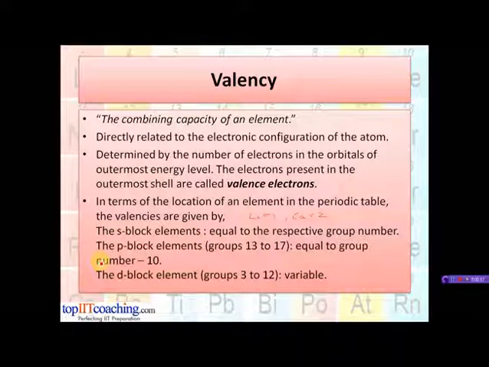In case of p block elements, that is group 13 to 17, the valency of the element is equal to the group number minus 10. For example, let's say boron. It is present in group number 13. So its valency will be 13 minus 10, that is equal to 3. Carbon is present in group number 14. So its valency will be 14 minus 10, that is 4. The d block elements, that is the transition elements occupying groups 3 to 12, have variable valency.